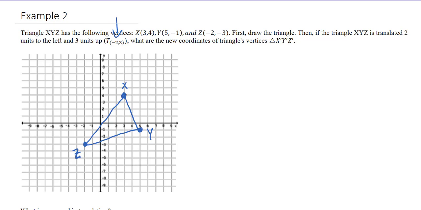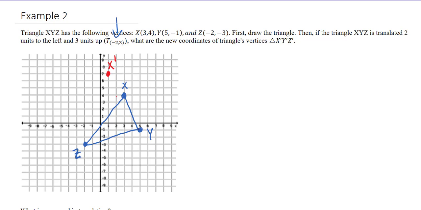Let's look at X. We're going to go 2 units to the left, over 1, 2. But that's not all. So we go 2 units to the left, 1, 2, and then we go 3 units up, 1, 2, 3. This is our X prime.